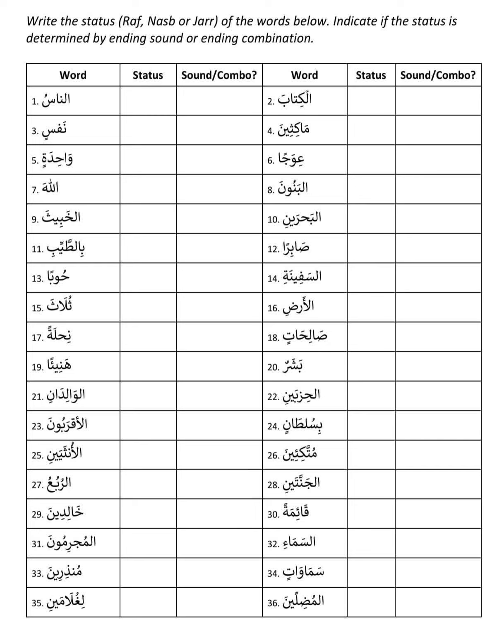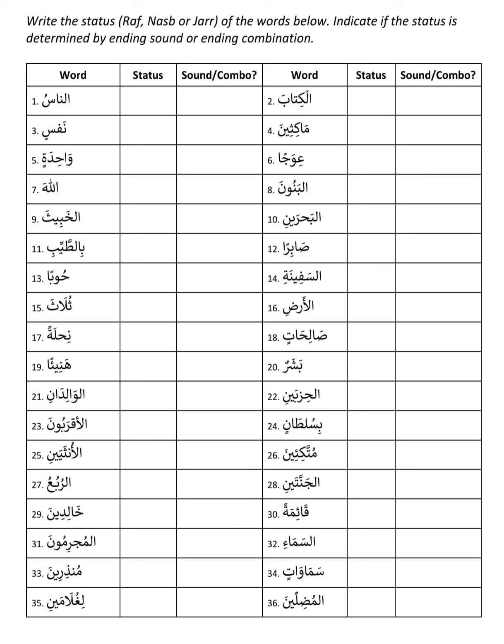Al Hizbaini, like Muslimaini. That also is a combo ending, and it can be Nasab or Jar. And 23, Akrabuna, like Muslimuna.